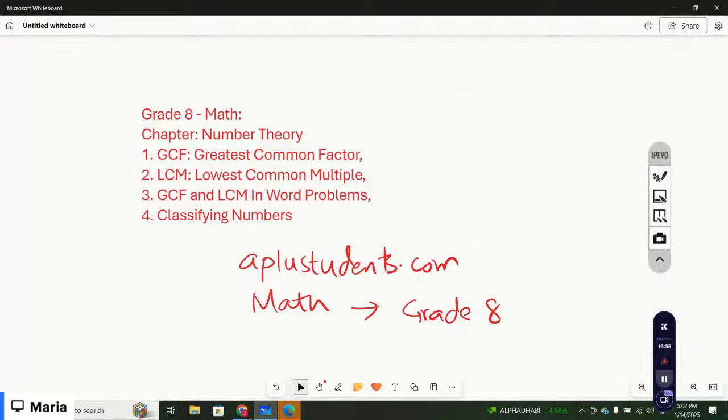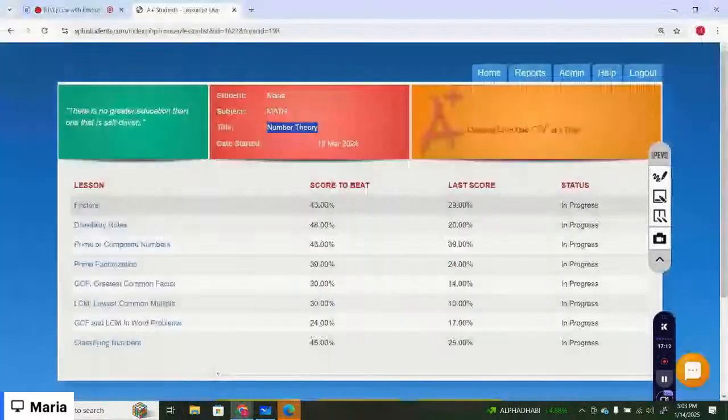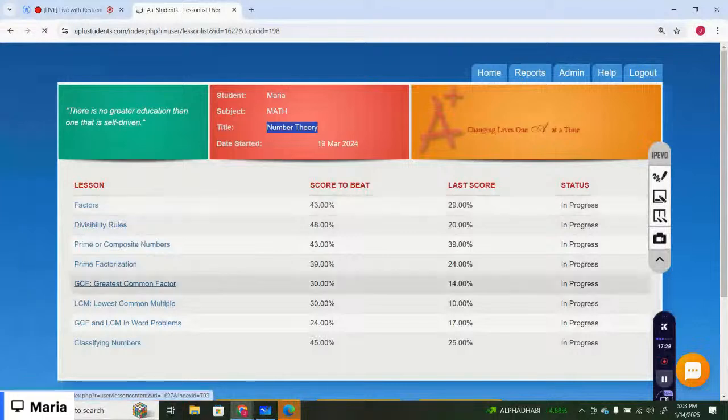The lessons we're going to cover today are GCF (greatest common factor), LCM (lowest common multiple), GCF and LCM word problems, and then classifying numbers. So please make sure you have your notebook and pencil so that you can note down the important examples and definitions as well. Let's just start with the lesson on GCF, greatest common factor.